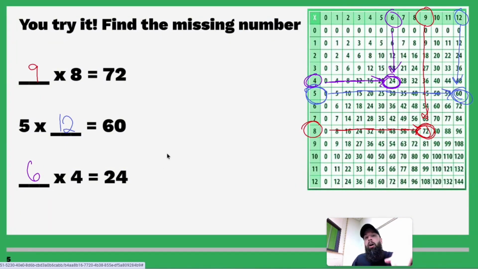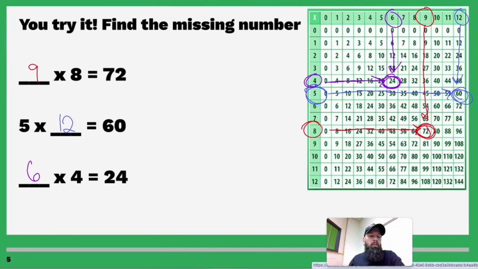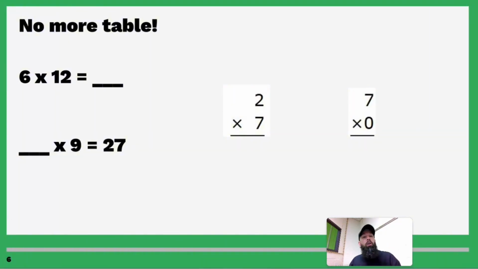Now, keep in mind, we're assuming that you feel pretty good about multiplication stuff. If you're still not 100% sure about multiplication stuff, like as far as this chart right here, you need to go back and really start looking at this and memorizing this, because from here on out, the chart's gone. No more table. Okay, so now we're just going to do some math problems and make sure we feel confident about it.